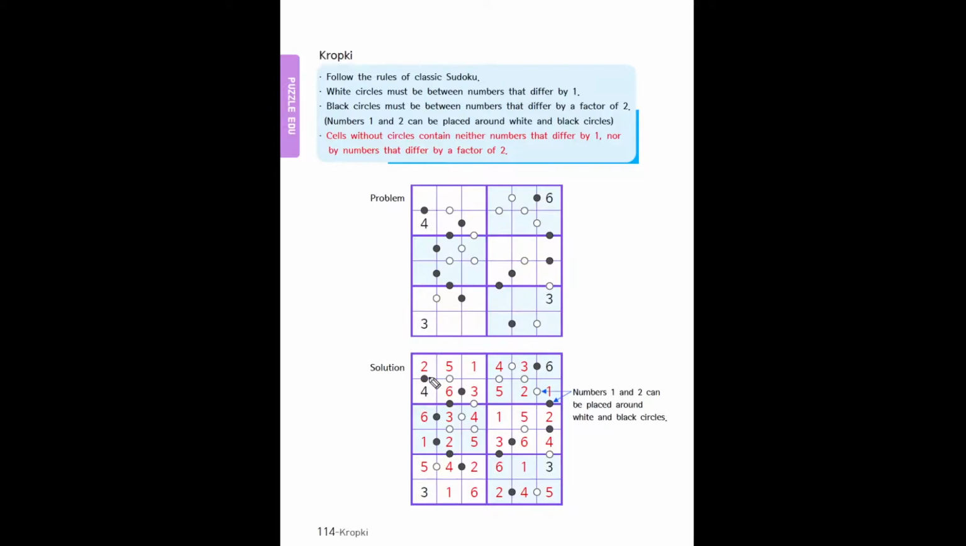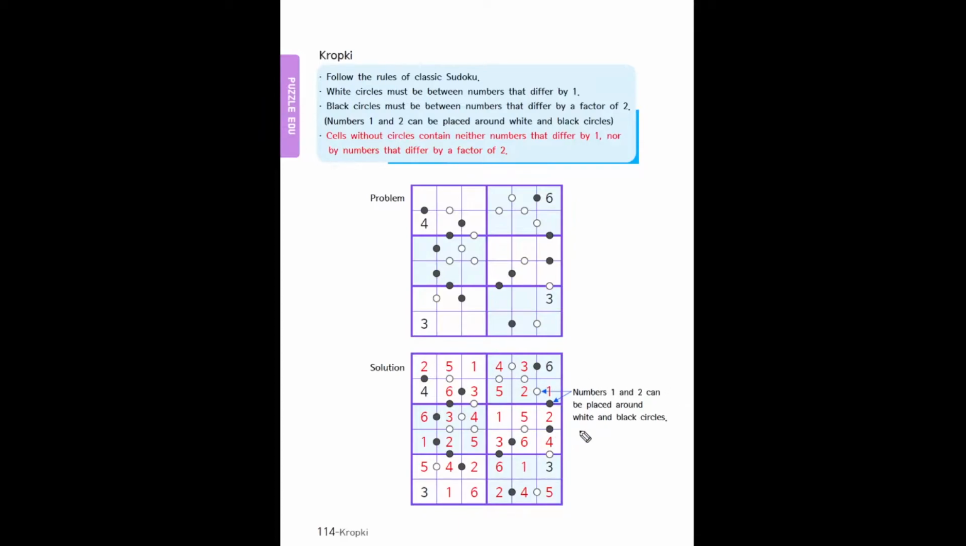And lastly, the numbers 2 and 5, between them there is no circle. And this is correct, because 2 and 5 neither differ by 1 nor by a factor of 2. And that's why we don't want a circle between them.